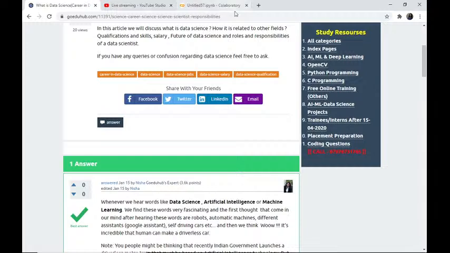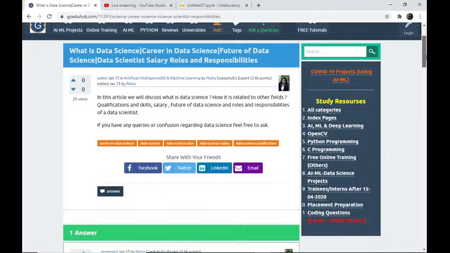Today we are going to see what is data science, and then we will see career in data science, future of data science, and a data scientist salary, roles and responsibilities. And meanwhile we will see what is artificial intelligence, what is deep learning, what is machine learning, how these fields are interconnected, and we will see different project ideas and different top trending technologies.